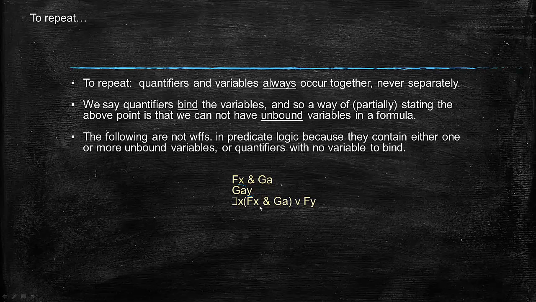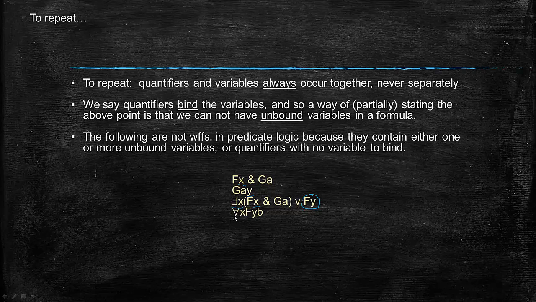there exists an x such that Fx and Ga or Fy, x is in fact being bound by the existential quantifier. When we draw the parentheses here, everything within the parentheses is within what we say is the scope of the quantifier, and so x is there and it's being bound. But y is outside the parentheses, and anyway there is no quantifier with a y in it. So the problem here is Fy has no quantifier. Y has no quantifier binding it.